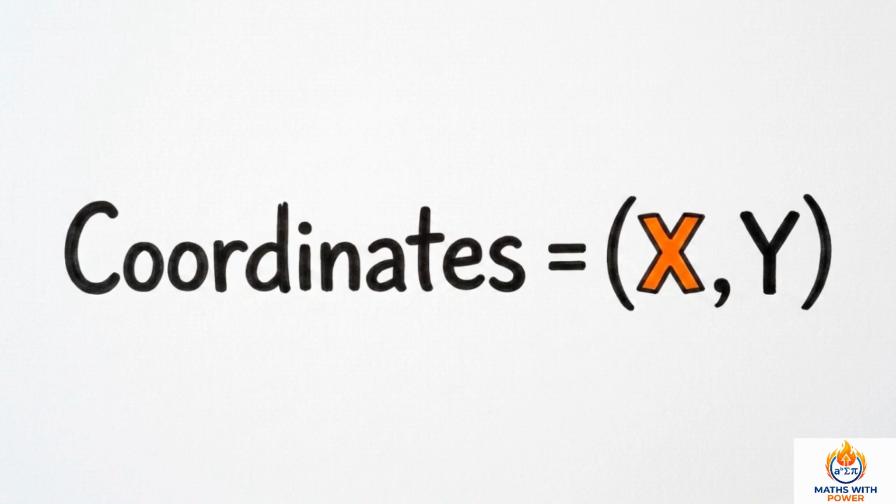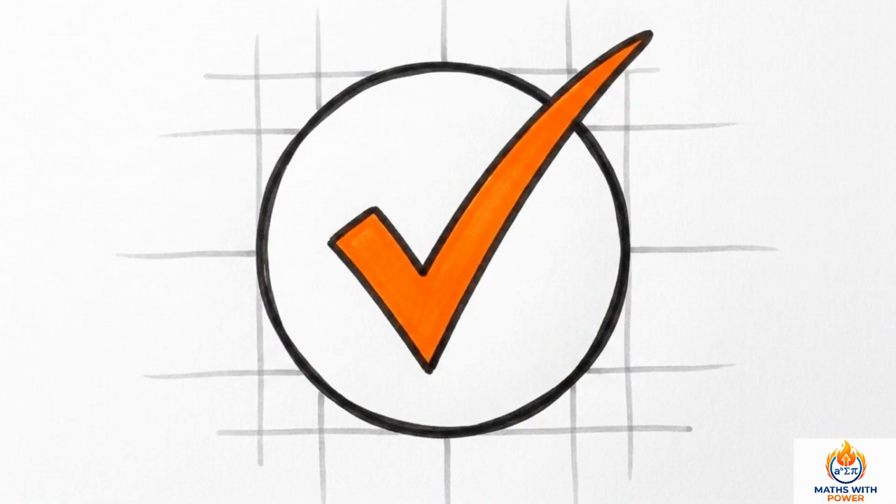To keep it simple, just remember, coordinates are always x, then y. These two numbers are all you need to find one specific spot out of an infinite number of choices. Now that you know how to read the address, you'll never be lost on a graph again.